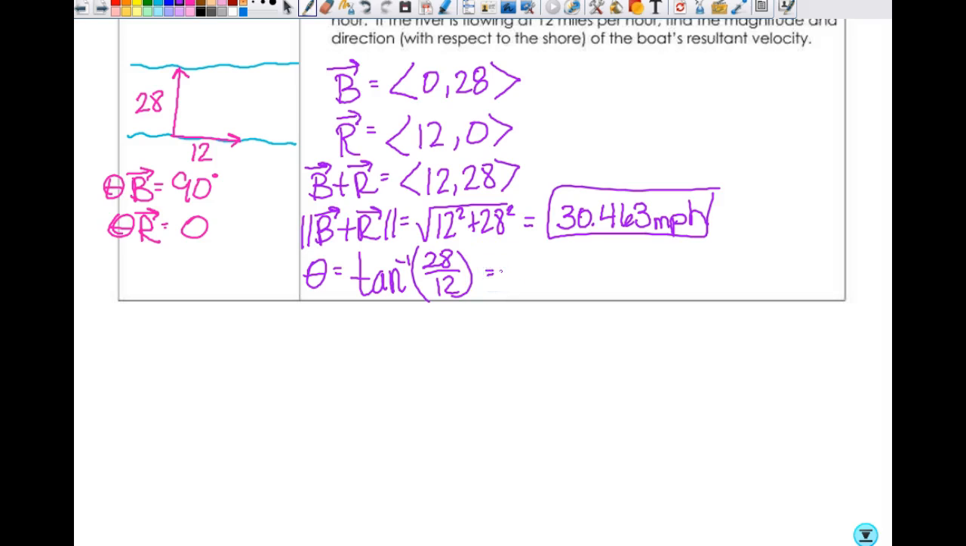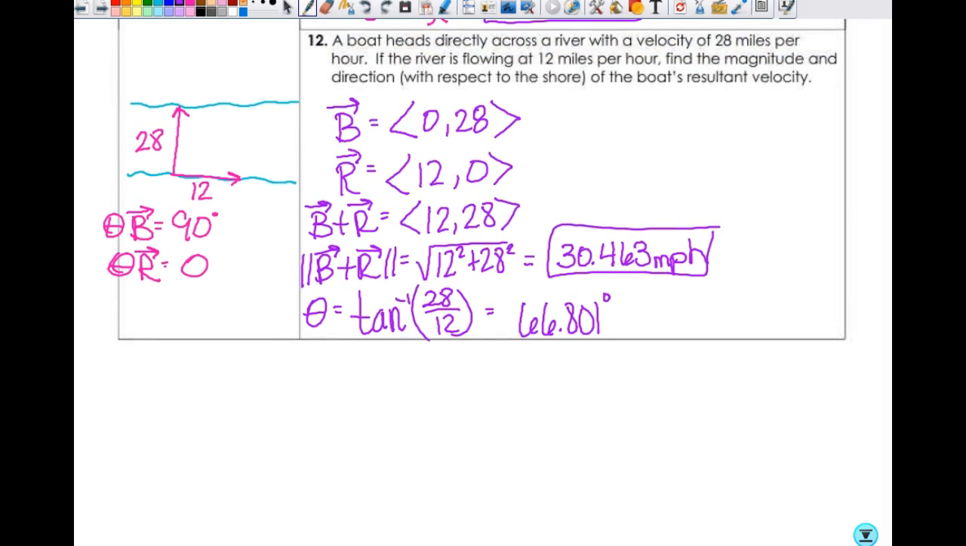You don't want to run the risk of accidentally doing something ridiculous. And that will give me 66.801 degrees. All right, so then I look back at my resultant vector. It's a first quadrant vector, so that's good. And it says I want the direction with respect to the shore. So basically that's like the horizontal. So this is theta, and we're done.